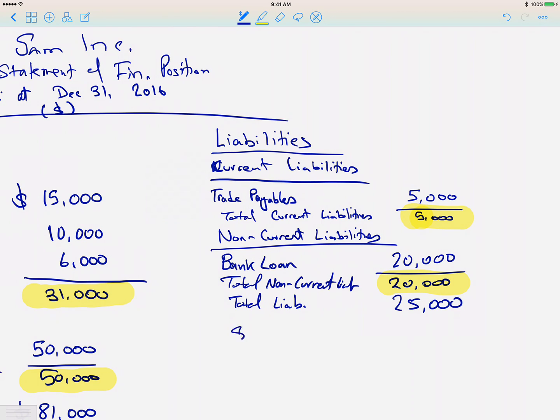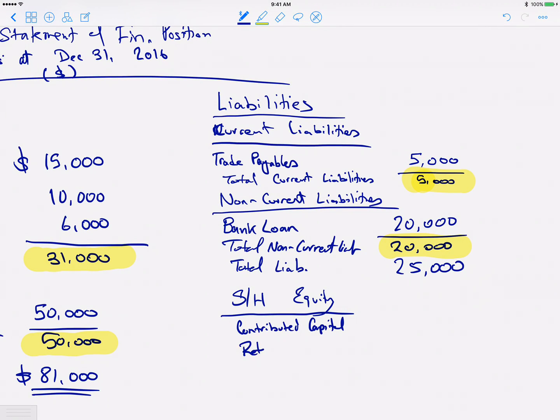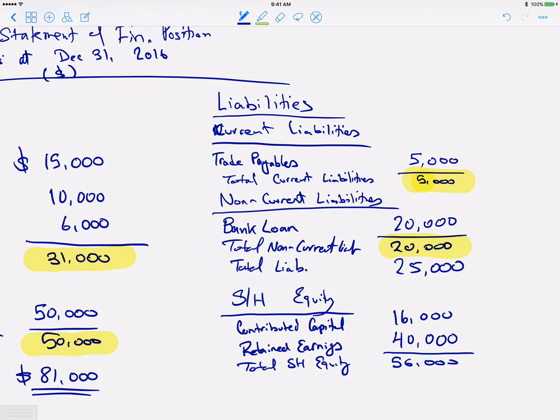We will now do the shareholders' equity section. So shareholders' equity. So if you recall, the two accounts that we have for equity right now at this part of the class are contributed capital, and that is the investment given by the shareholders initially, plus the retained earnings. So the company has $16,000 of contributed capital, and they have $40,000 of retained earnings. So this gives us total shareholders' equity of $56,000.